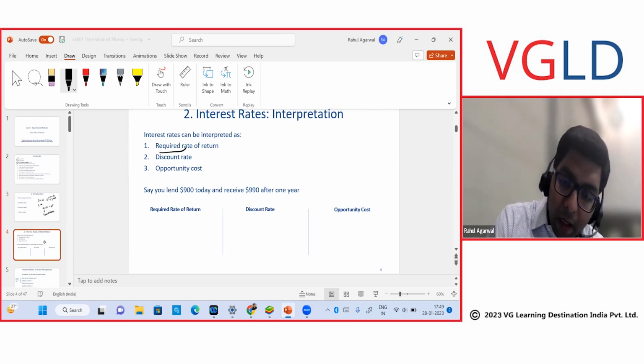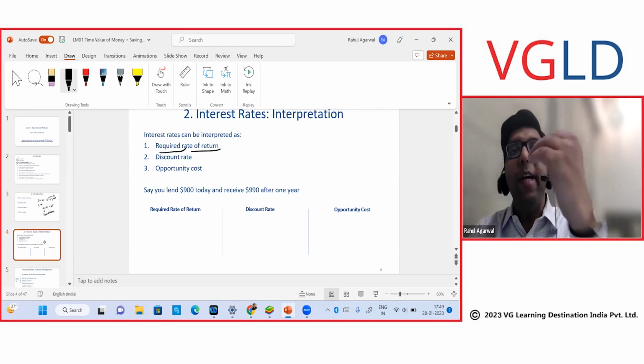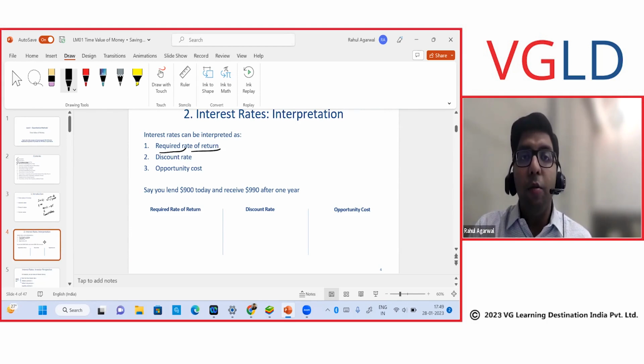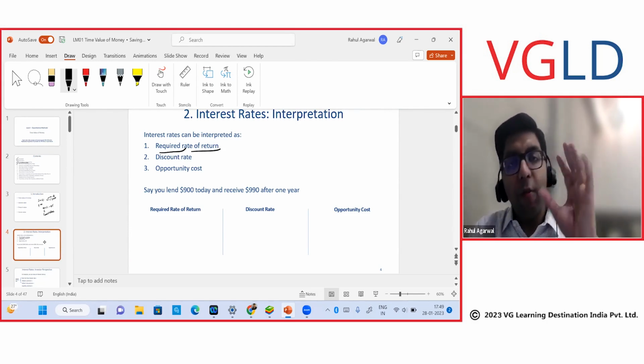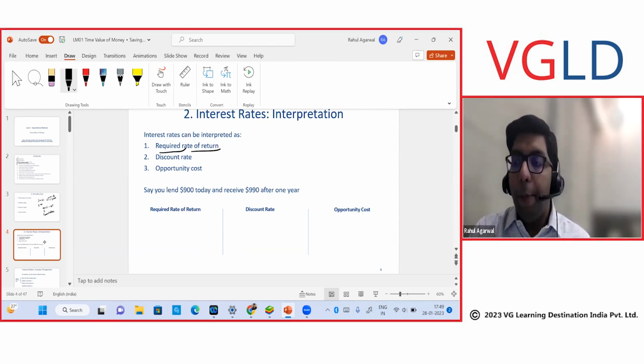One is the required rate of return. Suppose I lend money to you. Suppose Prachi wants to borrow 1 lakh rupees, or suppose she wants to borrow $1 million. Let's keep it dollars. I will use numbers in millions, billions, and dollars only, because in the exam that is the way they will ask you.